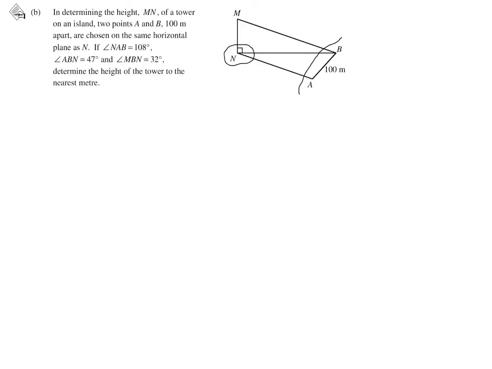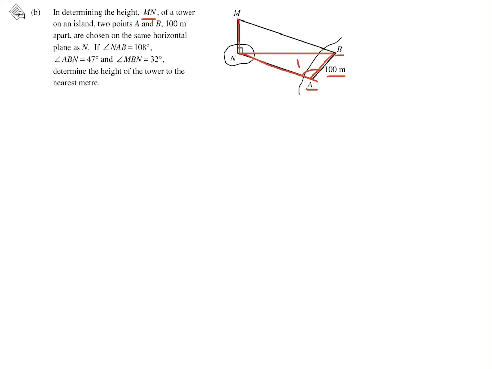Now we turn our attention to 5b. In determining the height MN of a tower on an island, two points A and B, 100 meters apart, are chosen on the same horizontal plane as N. So this is a horizontal plane, kind of think of that as flat land. And then they gave us a whole bunch of angles here.